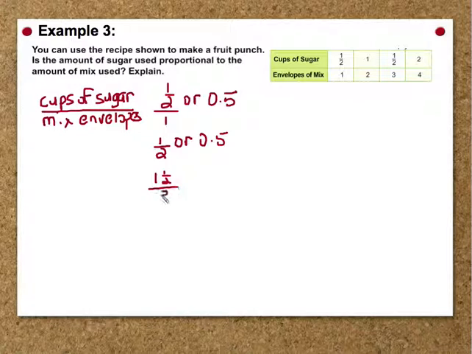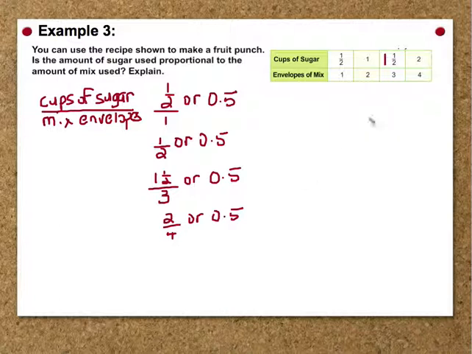to 3 envelopes. So if I divide, that becomes 0.5. And our last one is 2 to 4, or 0.5. Now there is a mistake here in this chart, I noticed. This should be 1 and 1/2 here.